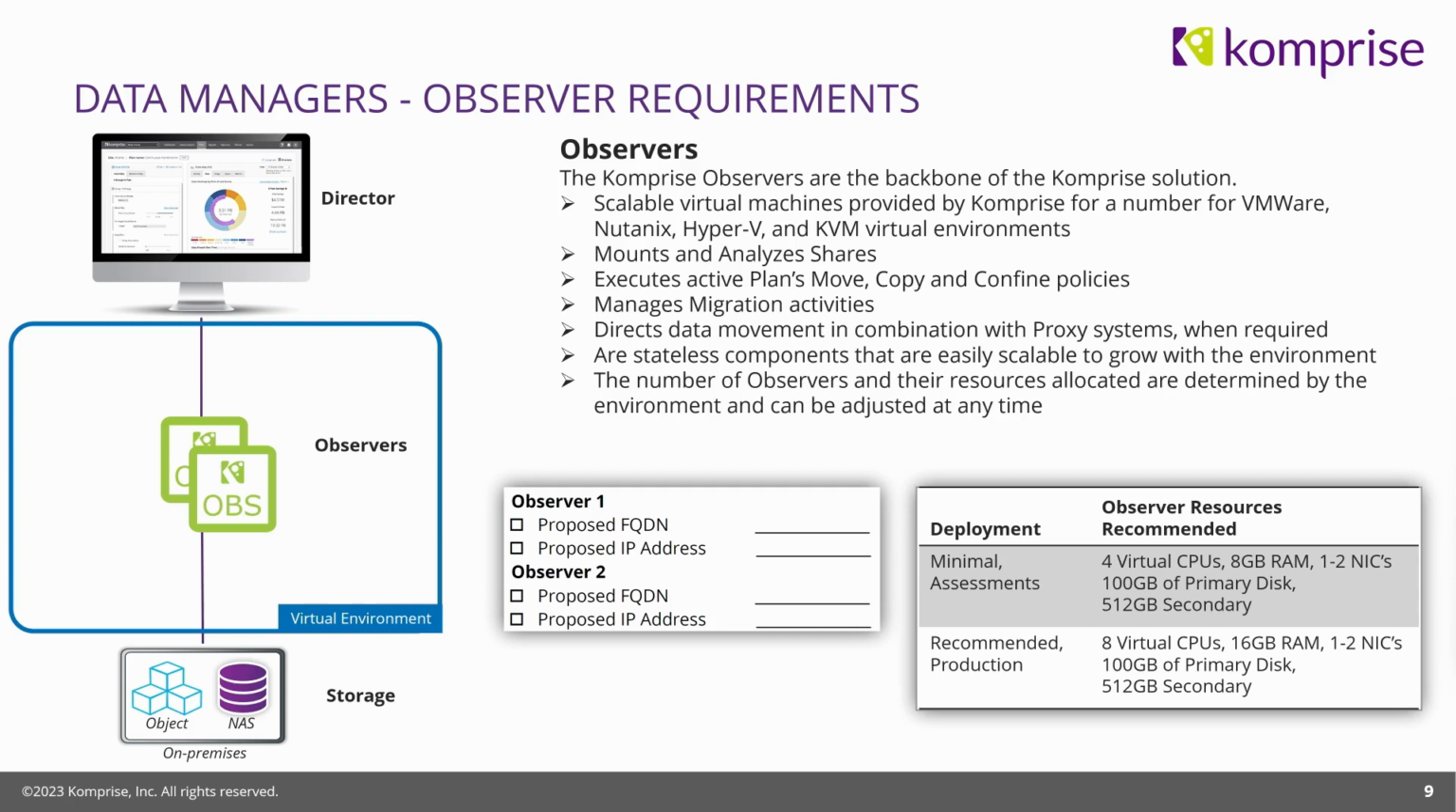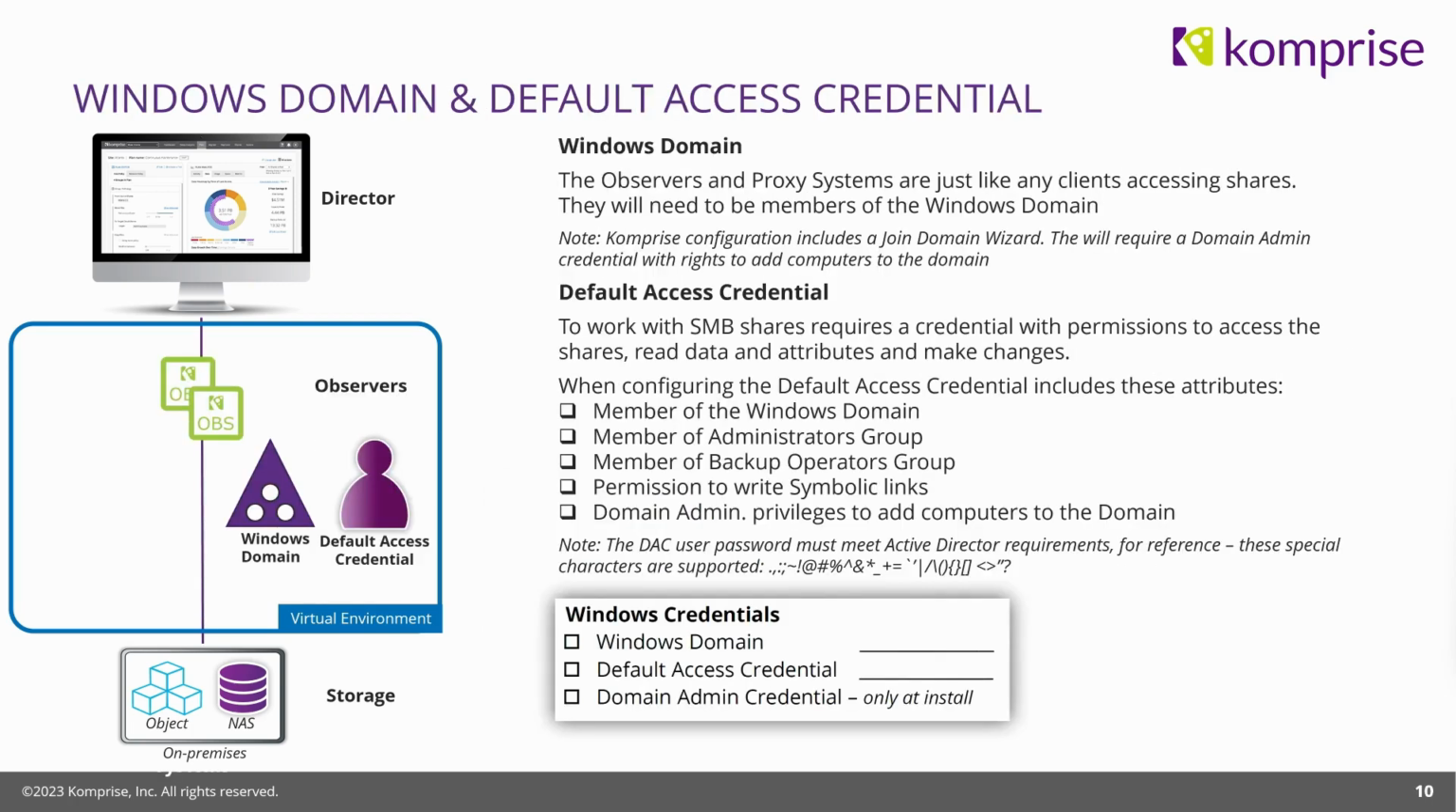To ensure resiliency in the environment, we recommend starting with at least 2 observers. Each observer will need an IP address and a host name. When working with SMB shares, we'll need to add the observers to the Windows domain. Komprise provides a join domain wizard that requires a domain admin credential with the necessary permissions to add a computer to the domain. Joining the domain only takes a few minutes to accomplish. The wizard will handle adding the observers to the domain and can create observer host names if they're needed or not assigned.